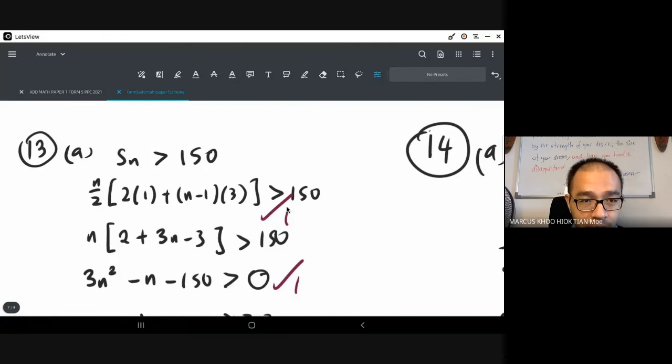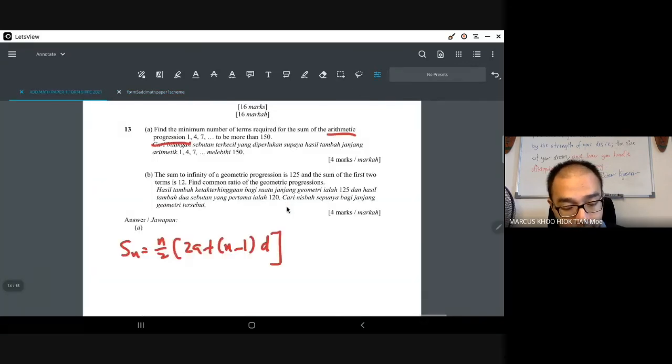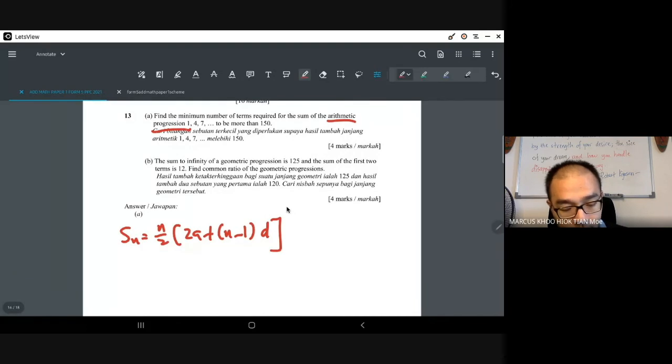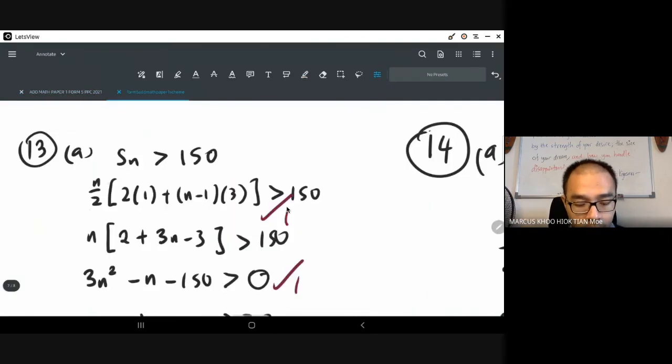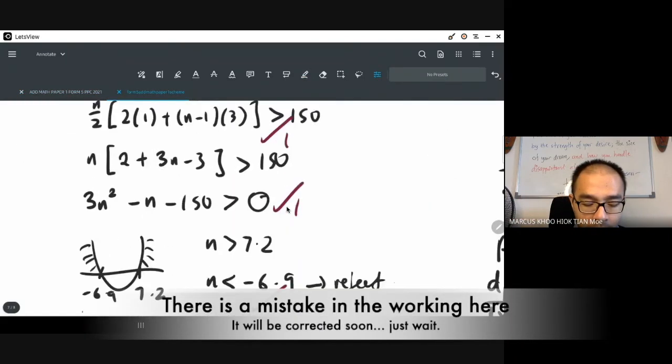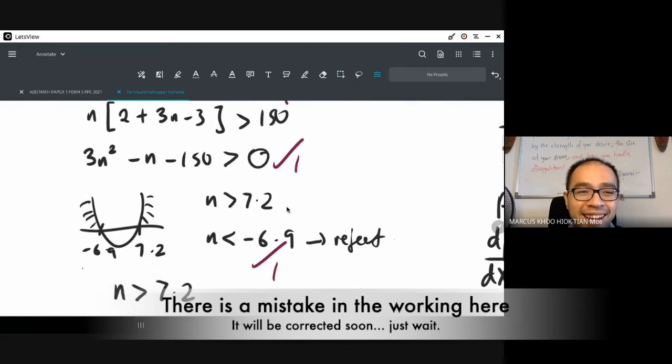Why is it so blur? Sorry. Okay, Sn is more than 150. Okay, then you substitute. You will find that the A is 1. Okay, A is 1. And the D is 3 because it's plus 3, plus 3, plus 3, plus 3. Okay, so when you put it in here, you get this. And all you have to do is our good friend, the graph and yada, yada, yada. You get two different values lah. Either n is more than 7.2 or n is less than negative 6.9.